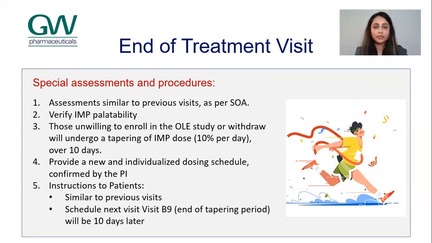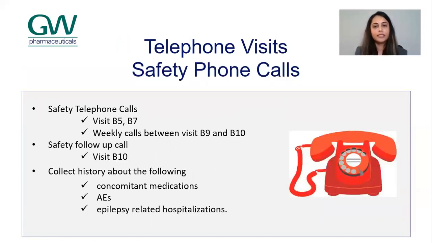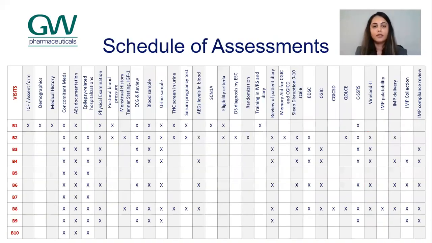You will schedule the next visit, which is B9, 10 days later, followed by a phone call visit, which is B10, 4 weeks after B9. Safety telephone calls will be made during visit B5, B7, B10, and also on a weekly basis between visits B9 and B10. You will collect information about concomitant medications, adverse events, and epilepsy-related hospitalizations. Here is a schedule of assessments for this study. You can refer to this in your protocol.